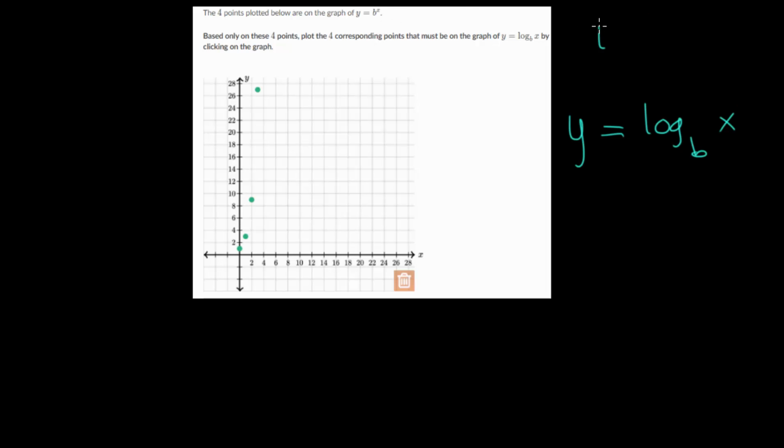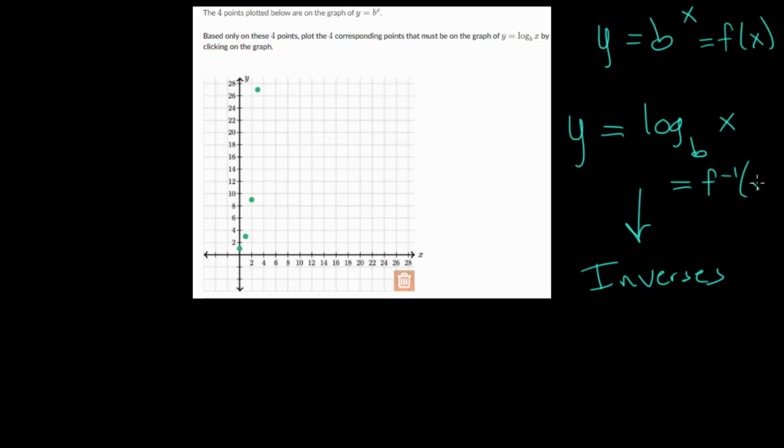And like I said, we're given y equals b to the x. So remember that these are inverses. They're inverse functions to each other. So if this was f of x, then this equation here would be f inverse of x. And remember that with inverses, they switch x and y. So if the point, actually let's just start looking at these. So if the point 0, 1 is on this graph, then our logarithm would have the inverse to that. It would be at the point 1, 0.